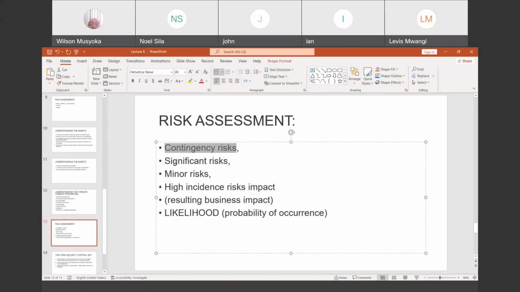Significant risk: what is the level of likelihood in terms of having this risk affecting us? Then we have minor risks like downtime, power going out, and maybe internet disconnection. Then we have high incidence risk impact, whereby they are going to impact the business activity, and then the likelihood, what is the probability of occurrence.